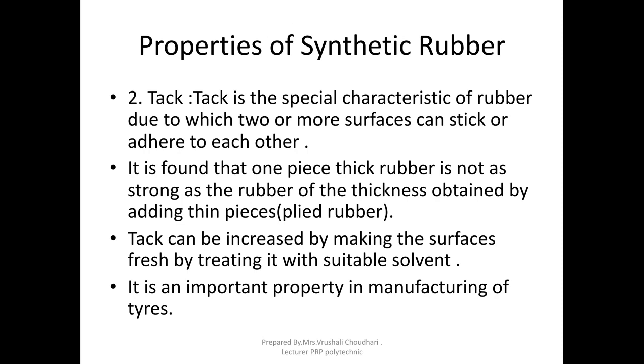It is found that one piece of thick rubber is not as strong as rubber of the same thickness obtained by adding thin pieces together. Tack can be increased by making the surface fresh by treating it with a suitable solvent. It is an important property for the manufacturing of rubber. If there is a puncture in the rubber, we use this property to repair it, for example in tires and tubes.